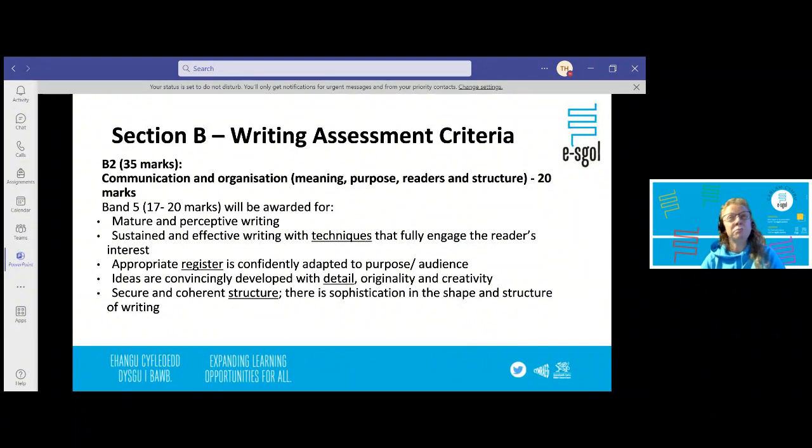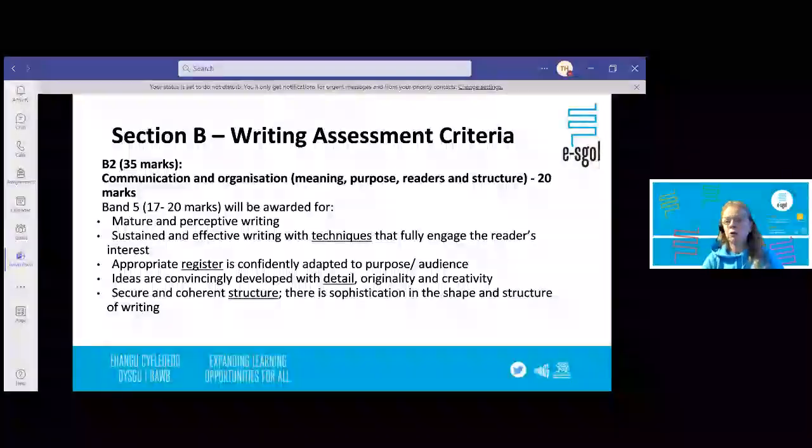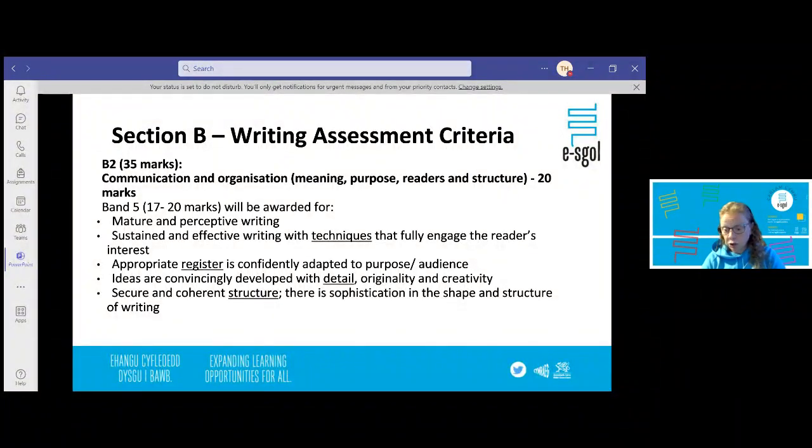That means you need to plan. You need to know where you're going before you start, and you need to go through and put down some ideas so that you know how to structure your response.